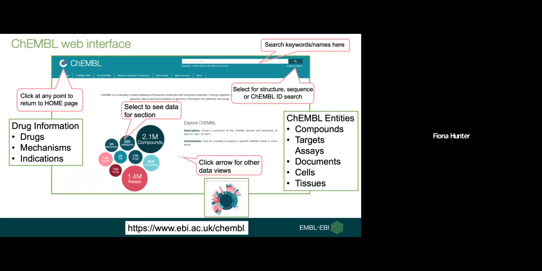The largest one there is for the 2 million compounds. You'll access the table that I showed you earlier for the compounds, but equally you could access assays or targets, for example. However, if you want to find the drug information, then that's a good place to start. There's a bubble for drugs and their mechanisms and indications.